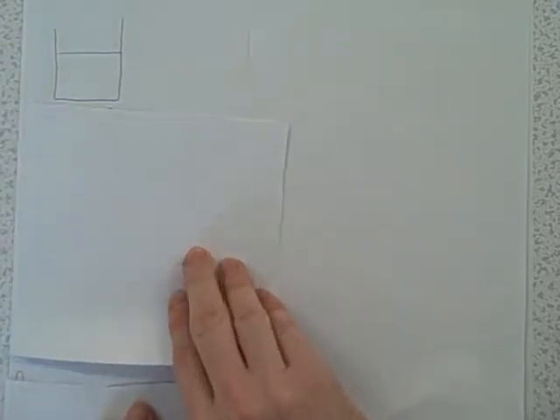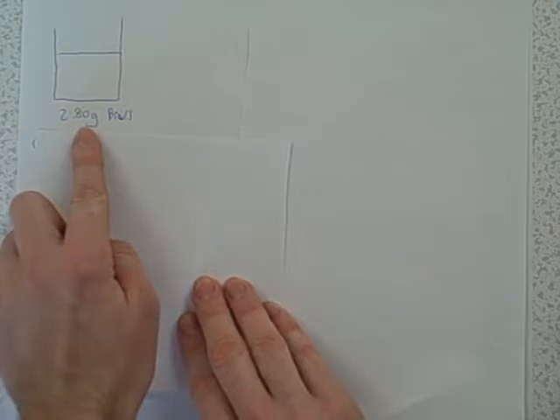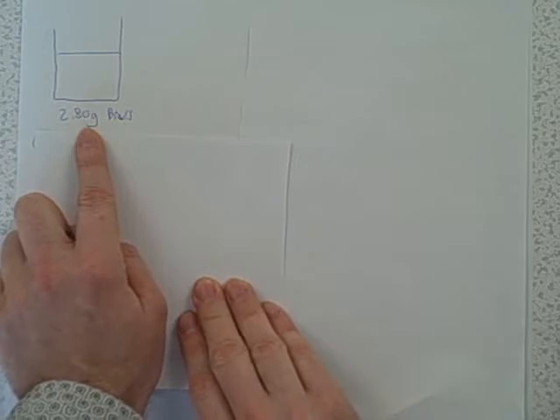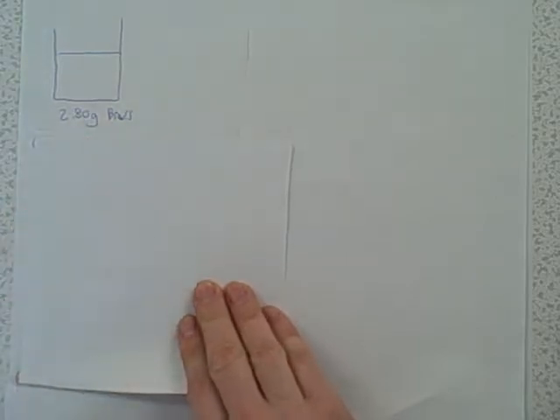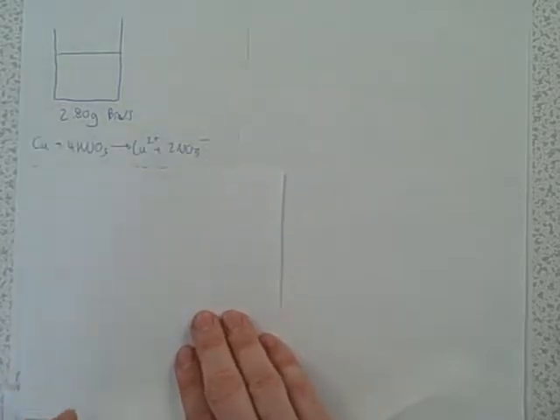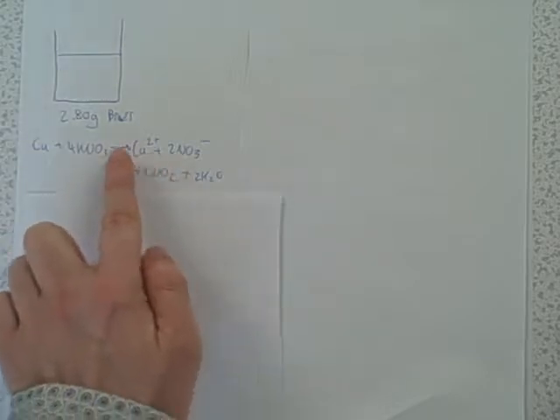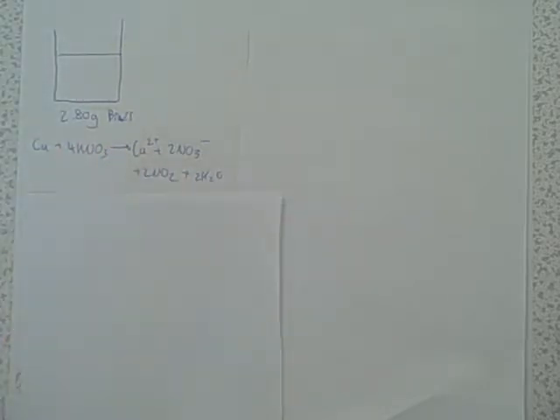So to go through the question, it says we have 2.80 grams of brass, and it says that this is reacted with an excess of conc nitric acid. So we need to be thinking about what reactions are going to occur here. So by combining those two half equations, we're going to get this overall equation there.